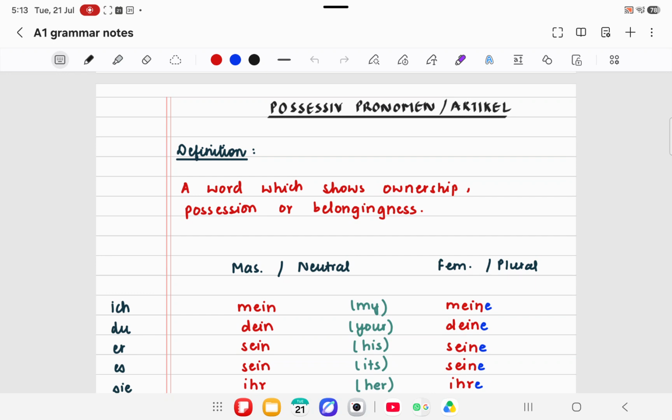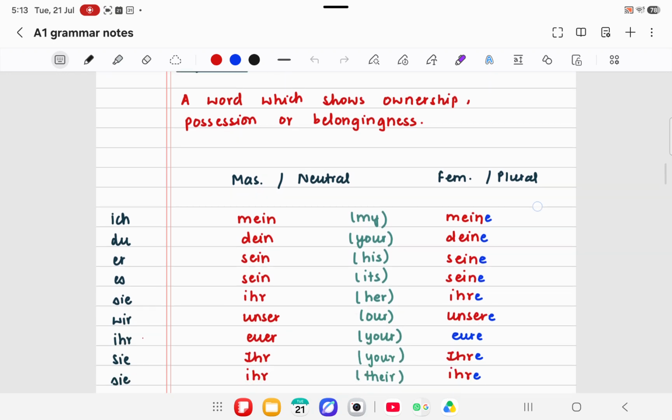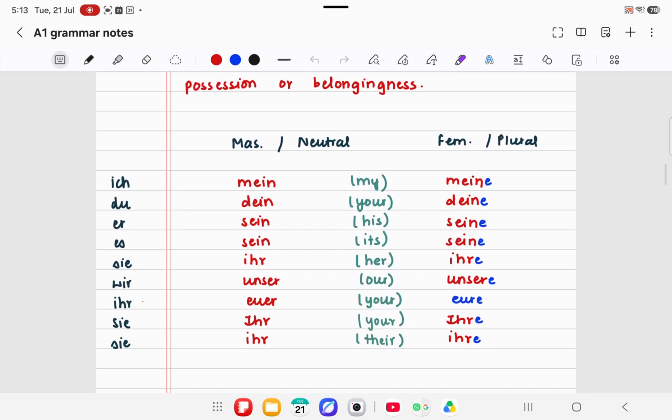So for example, if we want to say whose car is this, we say this is my car. Whose bottle is this? This is his bottle. So my car, his bottle, all these words show possession, and that is why these pronouns are known as possessive pronouns. Now in German we have categories for it.